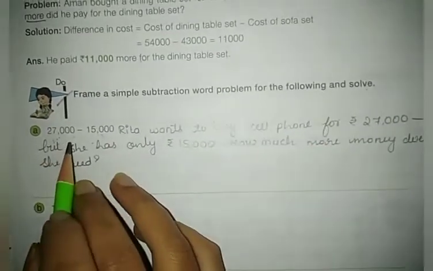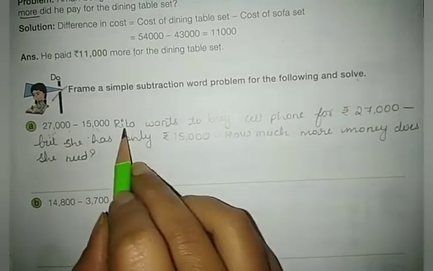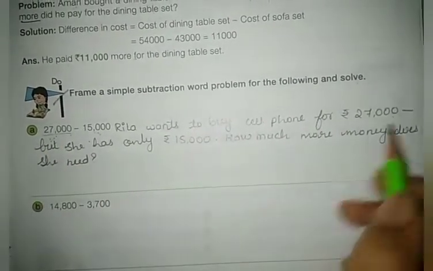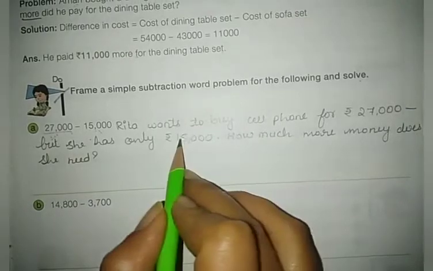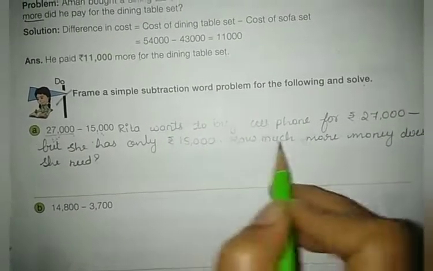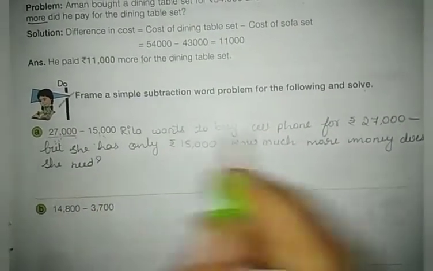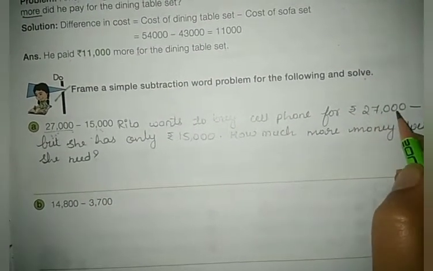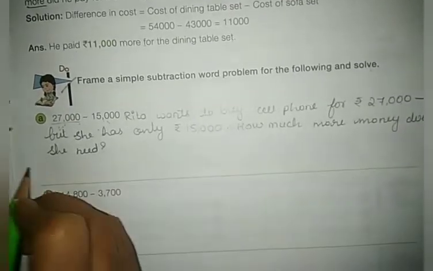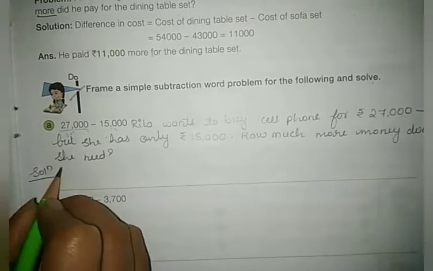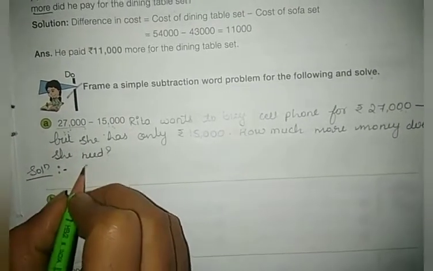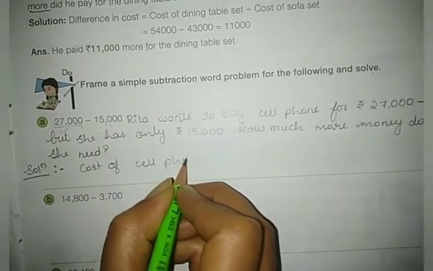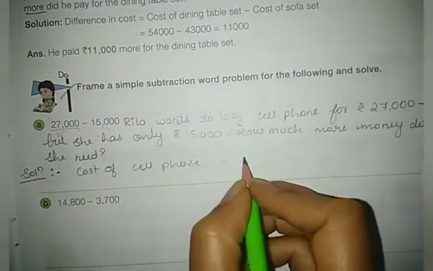See, it is a simple word problem of two lines. Rita wants to buy a cell phone for rupees 27,000, and she has only 15,000 in hand. So how much more money does she need to buy the cell phone costing 27,000? That we need to find out here. So write the solution here. Write here: cost of cell phone. Cost of cell phone is what? 27,000 rupees.